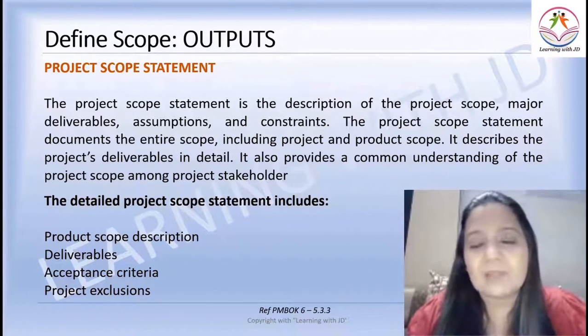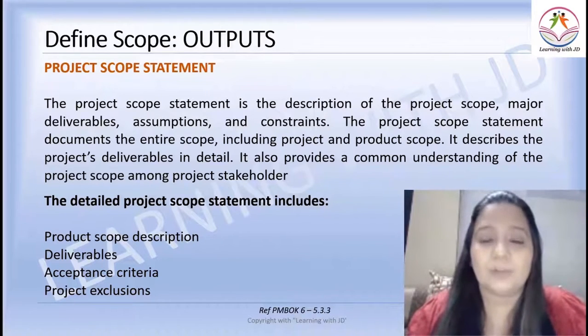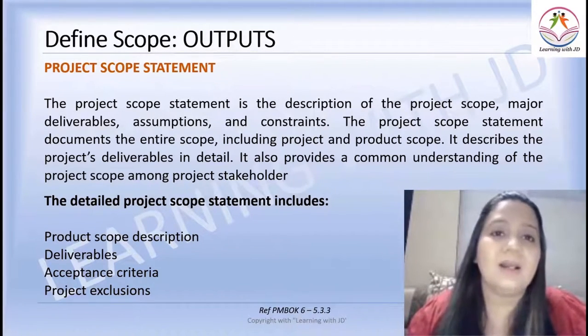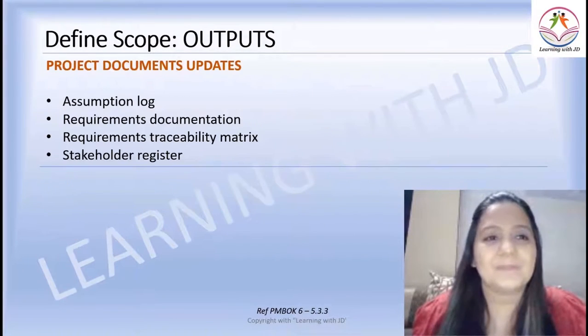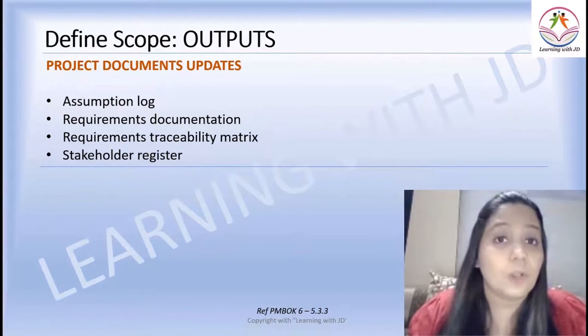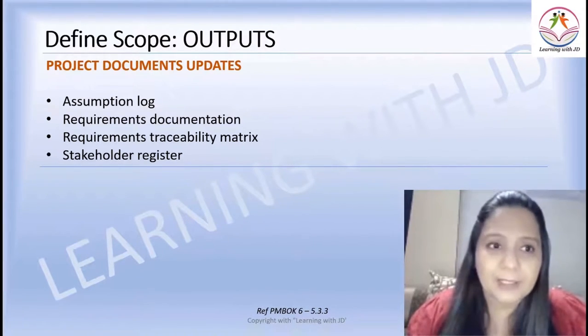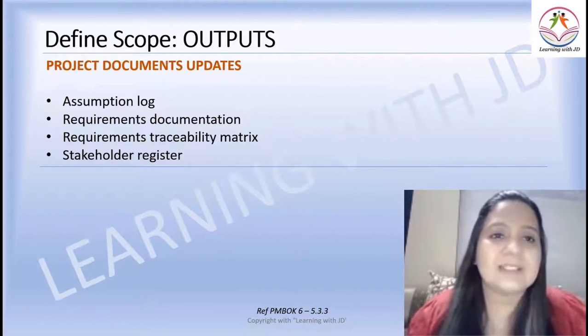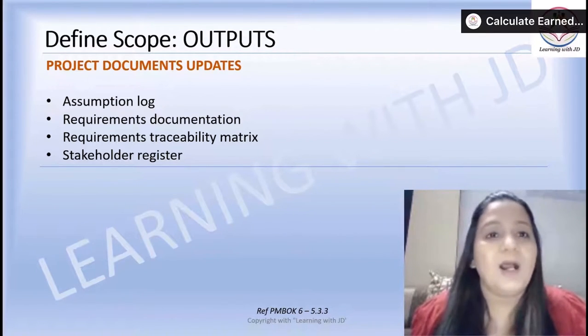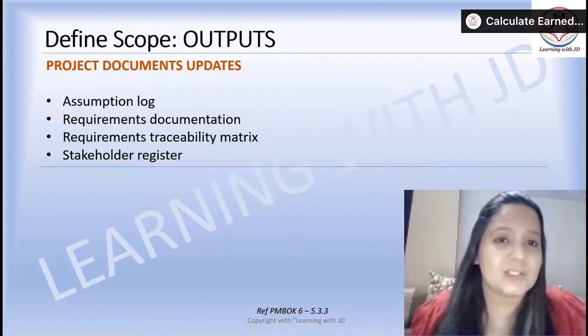You remember at the beginning we said what is in and what is not in. That is also very important. Hence the project exclusions are equally important. Then the project documents get updated. Your assumption log may get updated after defining the scope. The requirements documentation may get updated, the requirements traceability matrix and your stakeholder register. After defining the scope, some new stakeholders may also arise. So your stakeholder register may get updated.